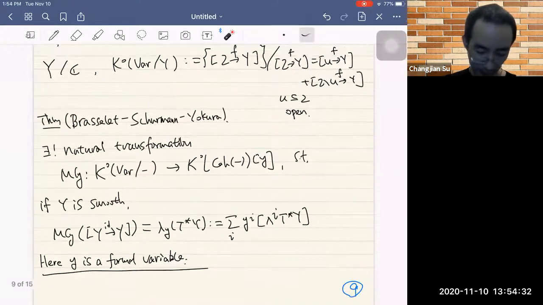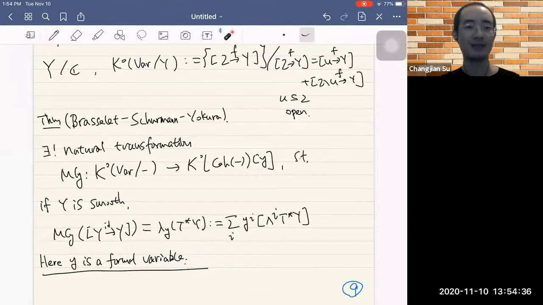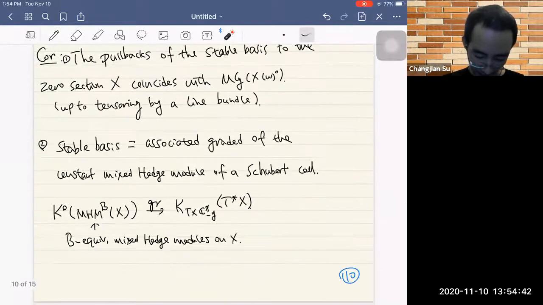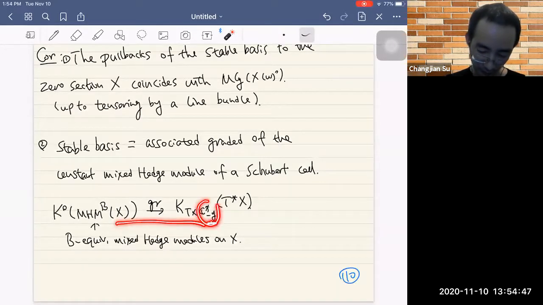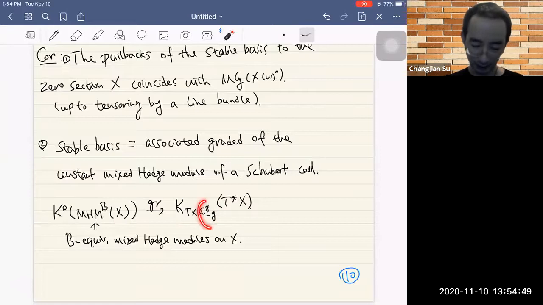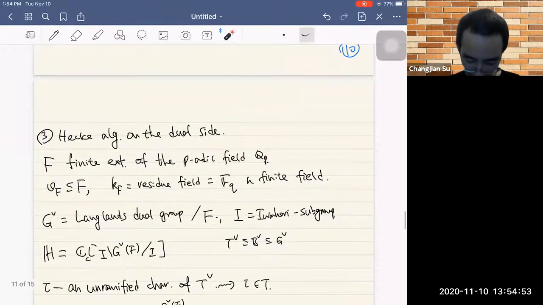So here in the non-equivariant case in this theorem, their construction involves a formal parameter. I don't think they have a good explanation for this formal parameter. But in this construction, that formal parameter y just corresponds to this equivariant parameter for the C star action on the cotangent fiber. Okay. So y always equals negative q in my slides.